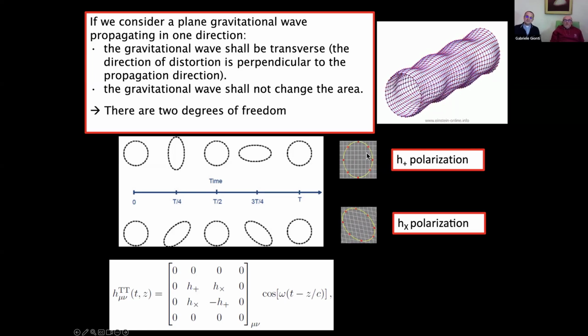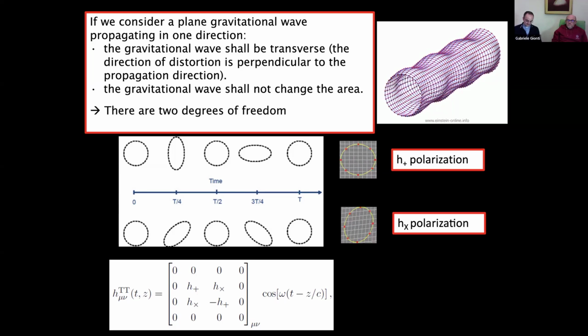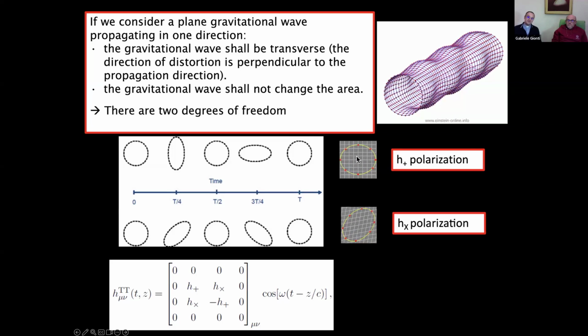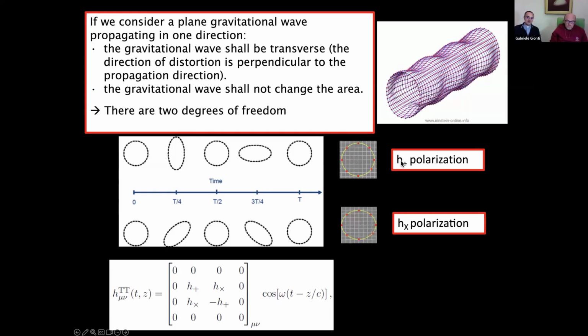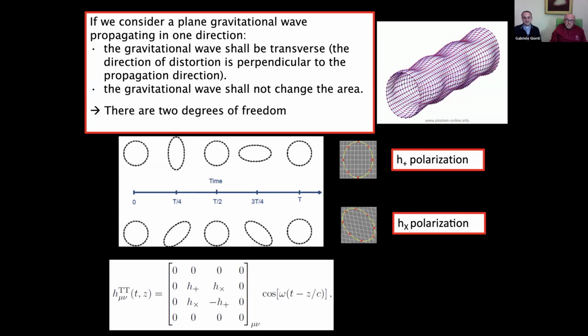In this cartoon, you see the wave propagating toward us. The gravitational wave does not change the total area of space, but it deforms spacetime. There are two kinds of polarizations called h plus and h cross. This is for a plane wave propagating in one direction.